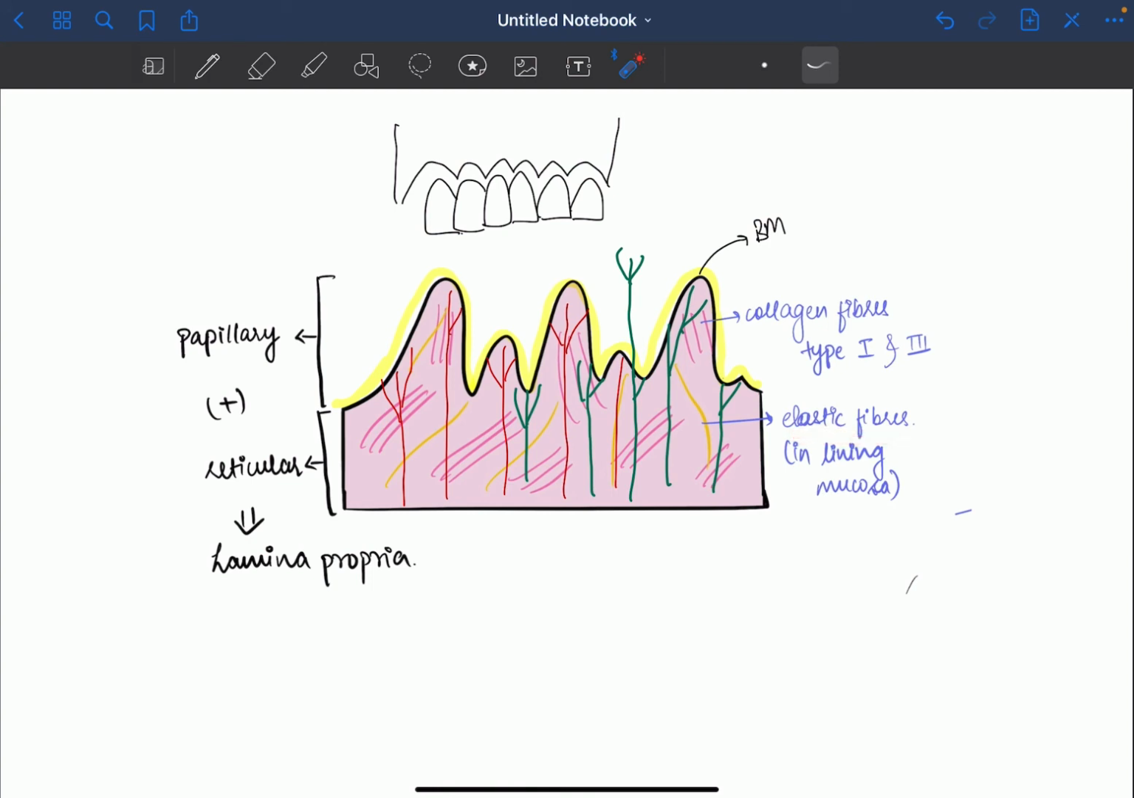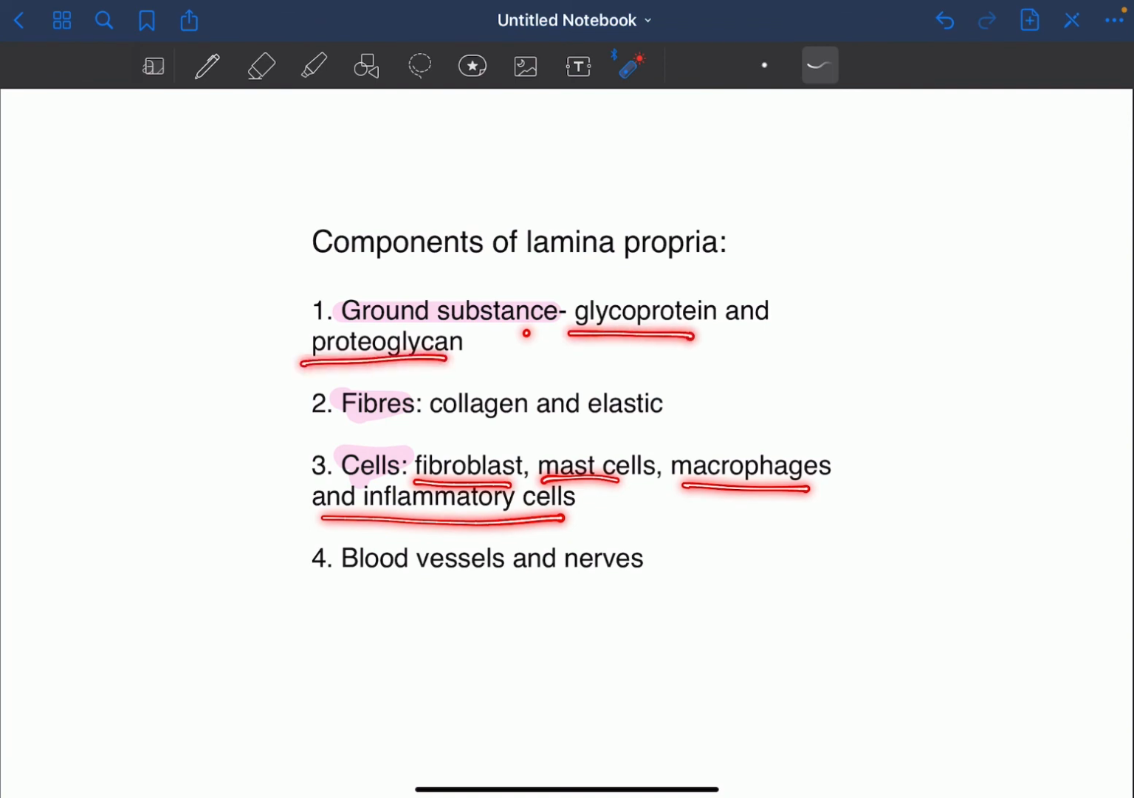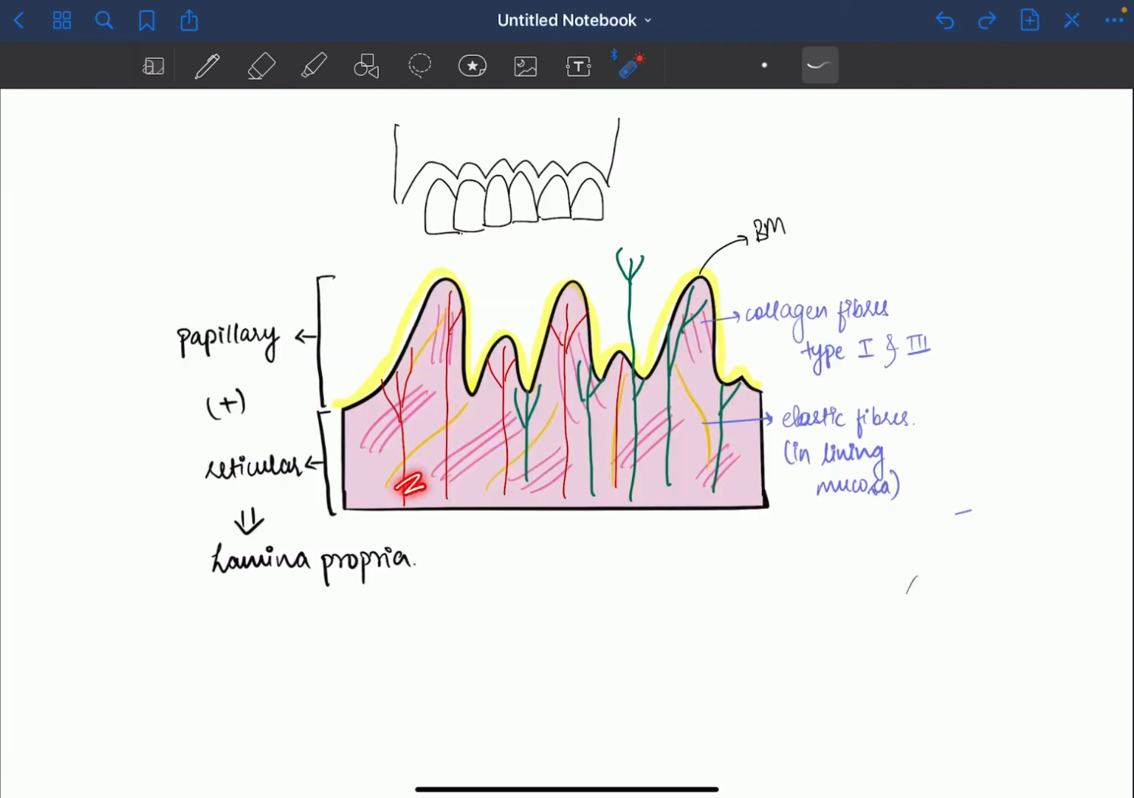Then we see some nerves are present. These green things, nerves are present. Some of the nerves go to the epithelium also, and the blood vessels are present. But the blood vessels, keep in mind, don't go to the epithelium. Then the type of cells we will see: fibroblasts, mast cells, macrophages, and inflammatory cells. The ground substance is glycoprotein and proteoglycan. And this lamina propria might get attached to the underlying either submucosa or directly to the bone.